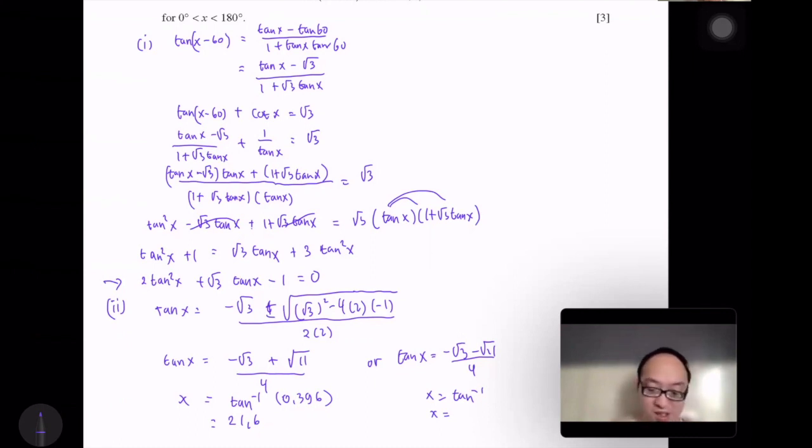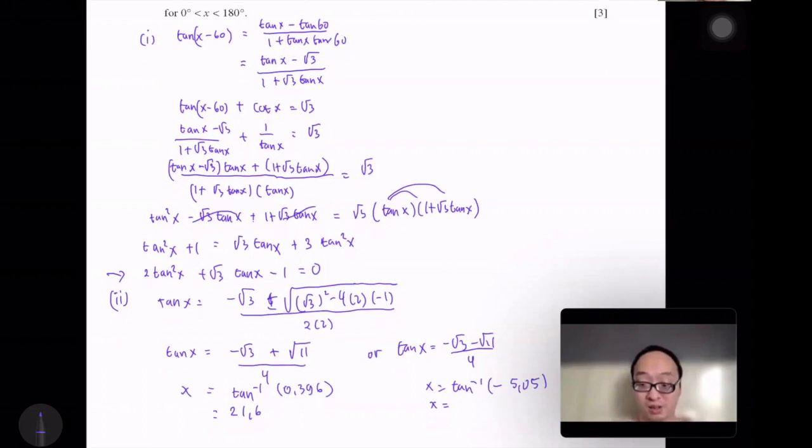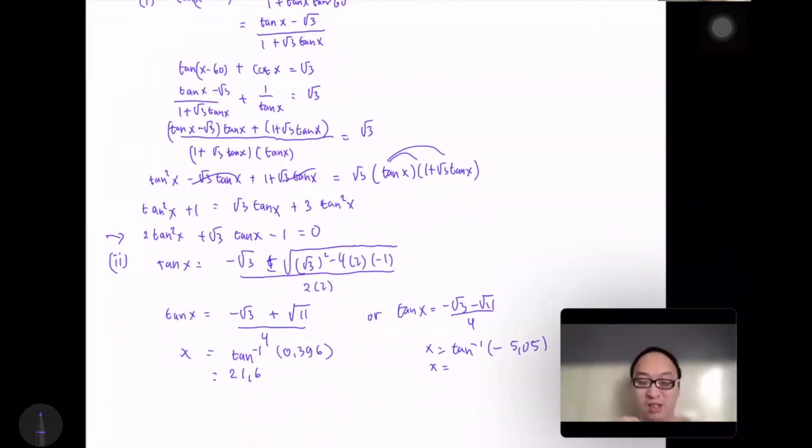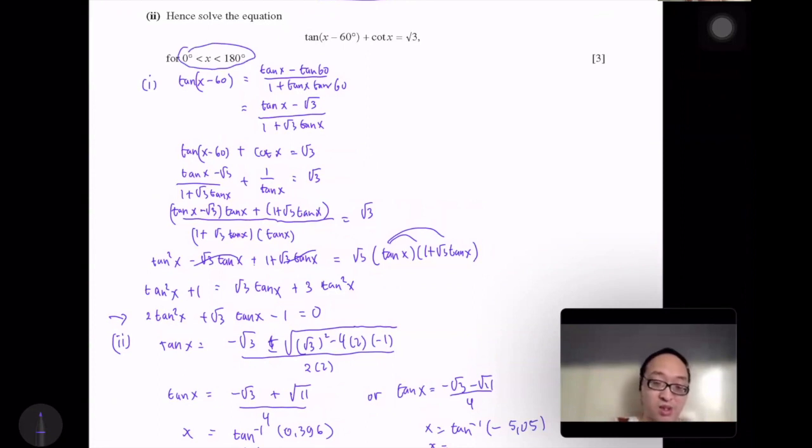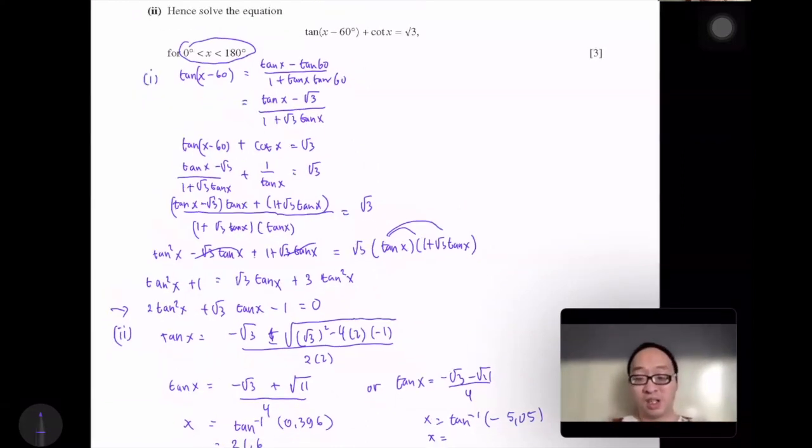Now, since the value is negative, we can find the value, negative 5.05. That means the x will be in the second quadrant, since tangent negative is on the second quadrant and fourth quadrant, but because x is between 0 and 180, it's on the second quadrant.